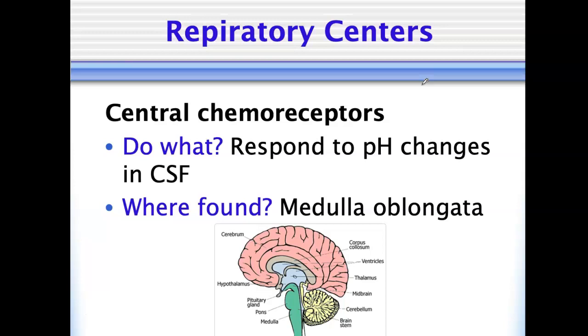So what do these central chemoreceptors do? If it's central in the brain, they do what? They respond to something else. They respond to pH changes in the cerebrospinal fluid. Very sophisticated. They're measuring that CSF all the time. And those receptors are found in the medulla oblongata also. And cerebrospinal fluid is floating in here and coming down. So the medulla is going to be able to monitor that pH change.